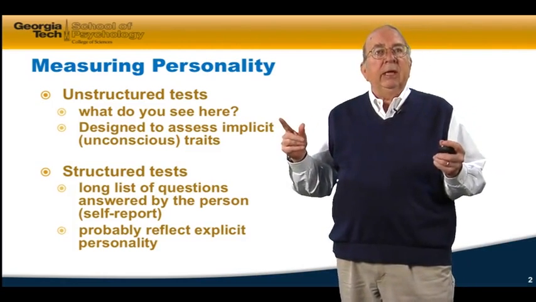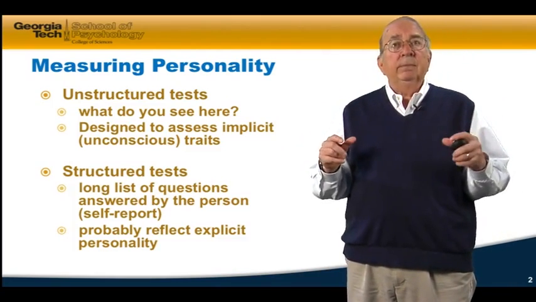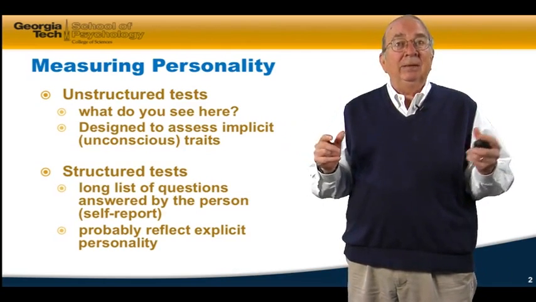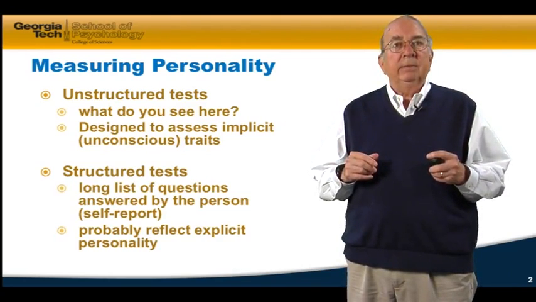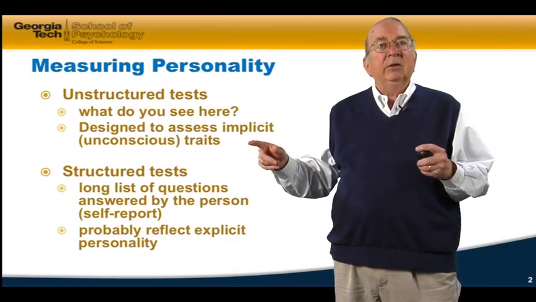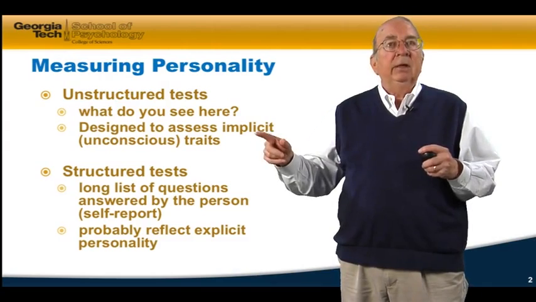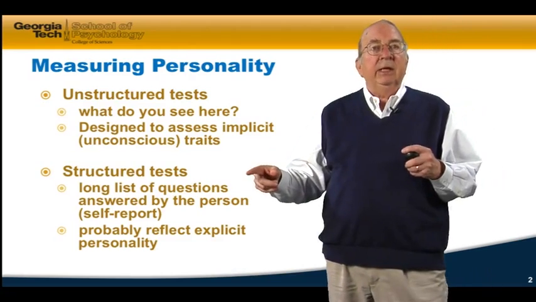Typically, in an unstructured test, you present some ambiguous stimulus, like a picture, or in the famous unstructured test, an ink blot, and you ask people to describe what they see in that ambiguous picture. So it's designed to assess unconscious traits or unconscious conflicts. They're called implicit. The second is the structured tests.